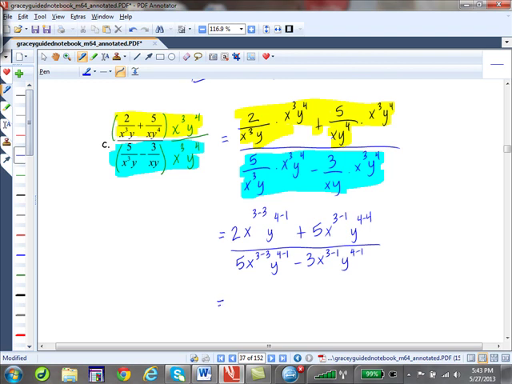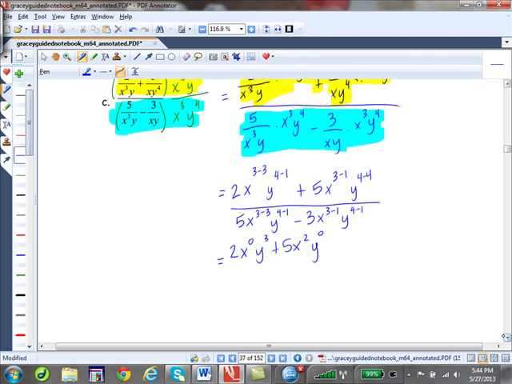So again, the numerators match up. So then we'll get 2x to the 0, y cubed, plus 5x squared y to the 0, all over 5x to the 0, y cubed, minus 3x squared y cubed. So most anything raised to the 0 power is 1. So this simplifies to 2y cubed plus 5x squared over 5y cubed minus 3x squared y cubed.